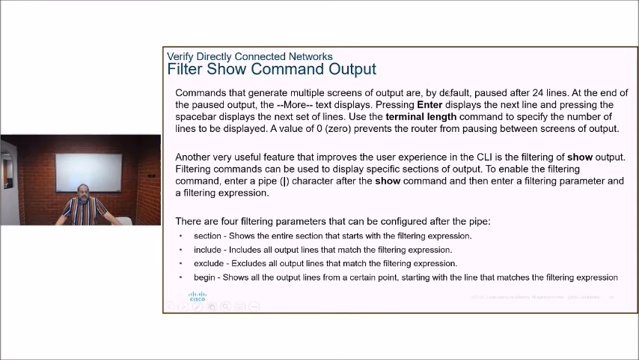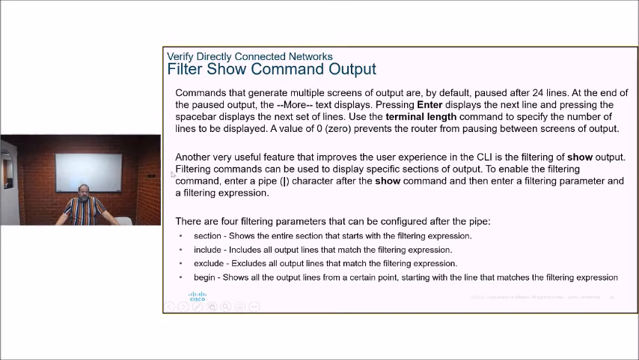Okay, you can filter show command output. Commands that generate multiple screens of output are by default paused after 24 lines. At the end of the paused output, the more text appears. Pressing enter displays the next line. Pressing spacebar shows the next 24 lines. You can use the terminal length command to specify the number of lines to be displayed. If you put 0, it won't pause between screens. Of course, other than that, you can verify and modify the size.